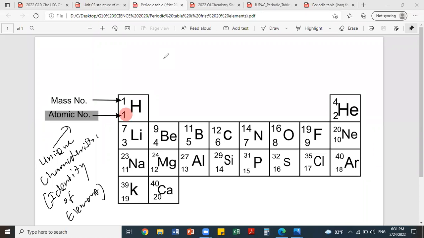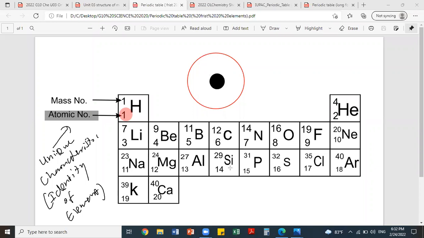Atomic number means the number of protons. I told you, if you take the hydrogen atom, look at the screen, everyone, it has the nucleus at the center. The nucleus of the hydrogen atom contains how many protons? Only 1 proton. The nucleus of the hydrogen atom has only 1 proton. Therefore the atomic number is 1.